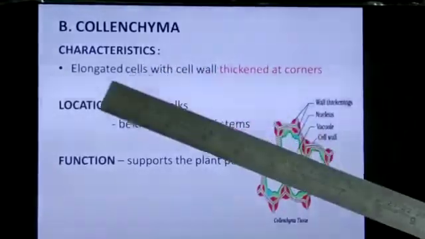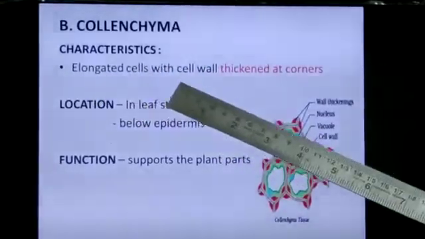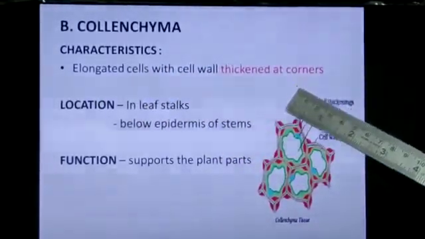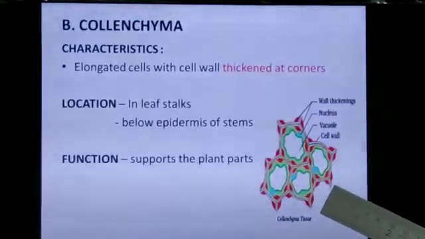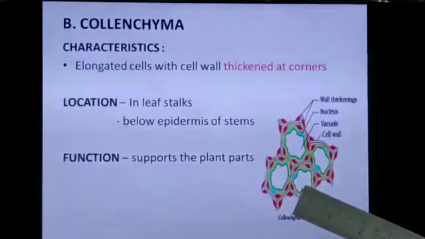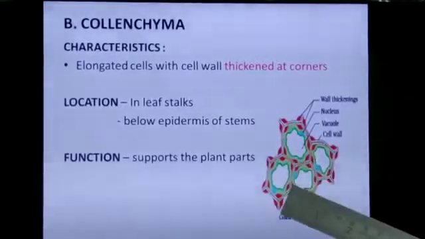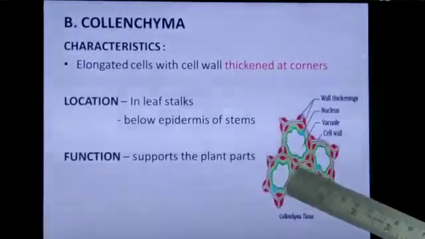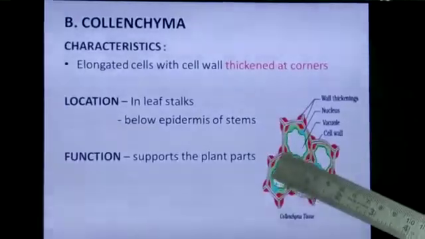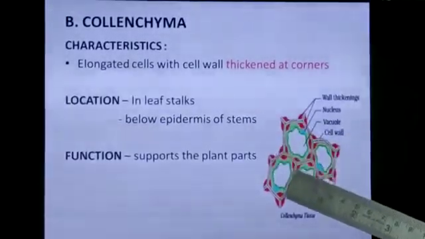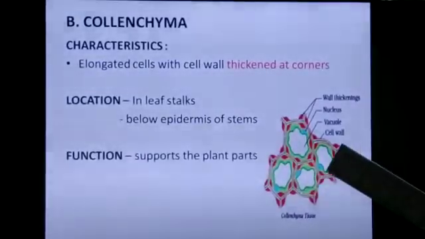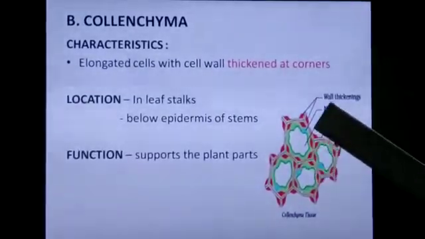Collenchyma is characterized by elongated cells with cell wall thickened at corners. Here you see a figure of collenchyma tissue. Now this is a transverse section, therefore it is not seen elongated, but these cells are having red colored corners which are shown thickened, these are shown in red for you to understand. These are living cells. You can see nucleus present here in these cells.